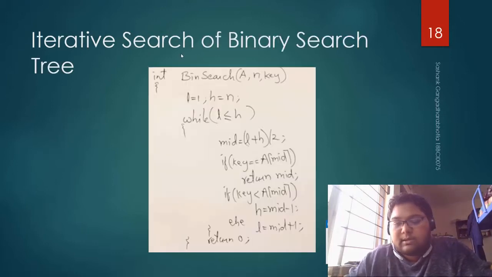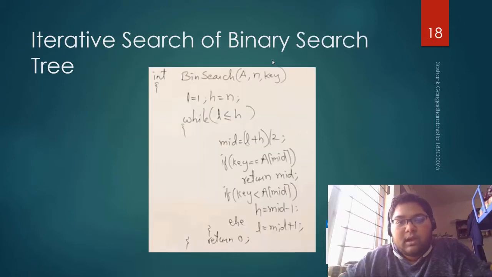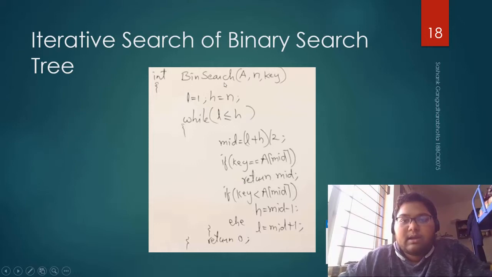In binary search, there are two types: iterative and recursive. For both, these are the algorithms given. In binary search, there are 3 arguments: a, key, l equal to 1, h equal to n. When l is less than or equal to h, mid equal to (l plus h) by 2. If key equals a of mid, return mid. If key is less than a of mid, h equal to mid minus 1, else l equal to mid plus 1. Close the while loop, return 0.